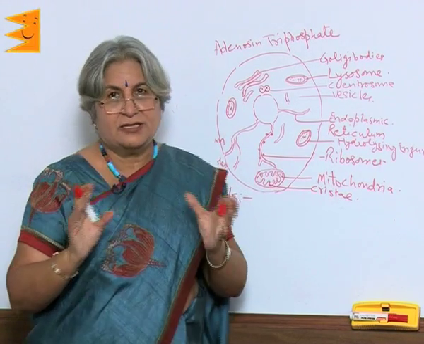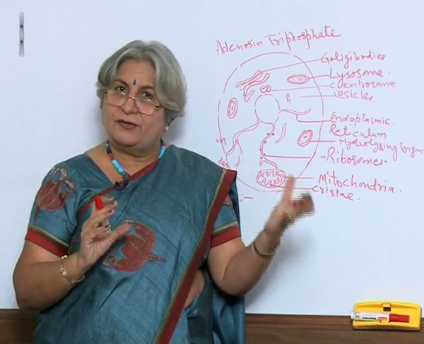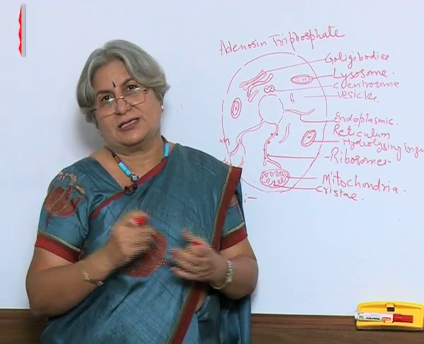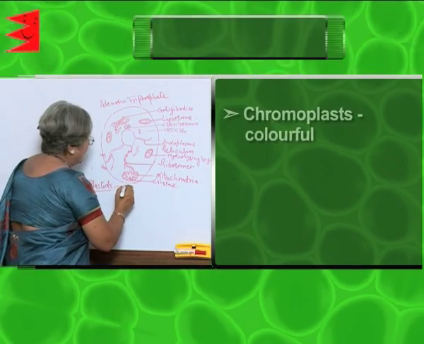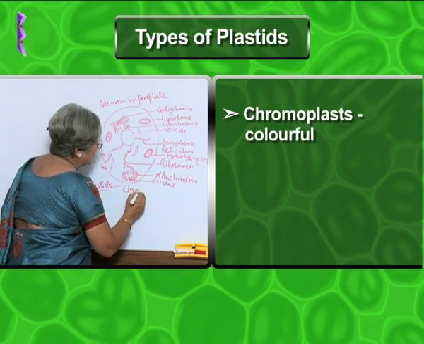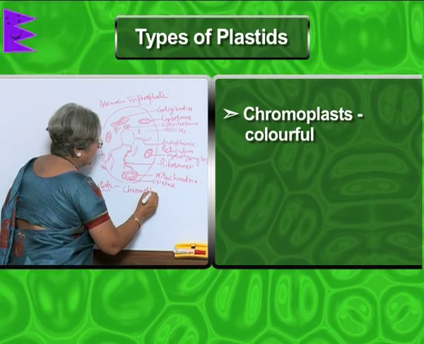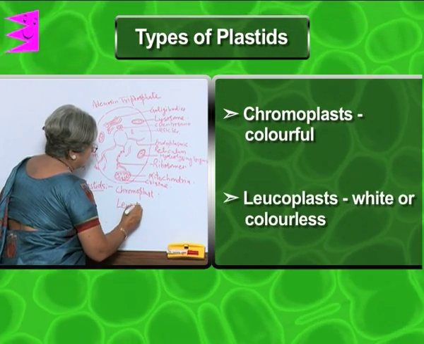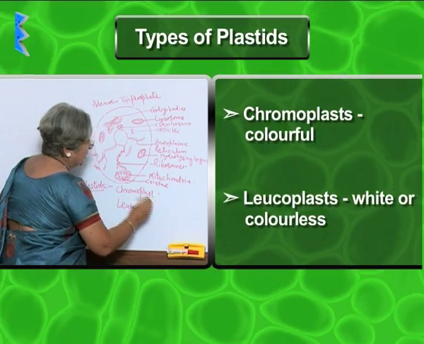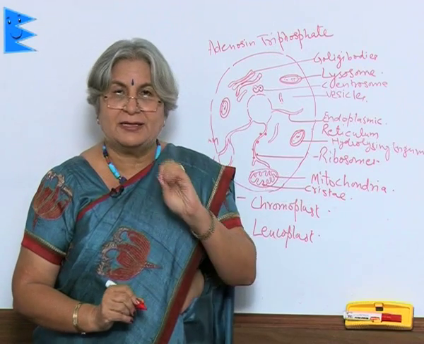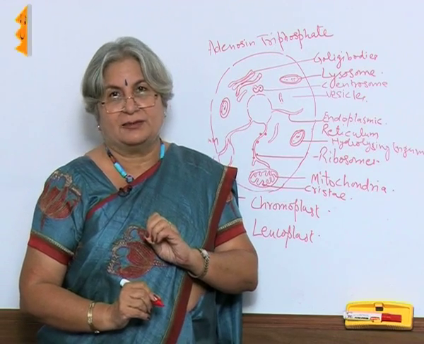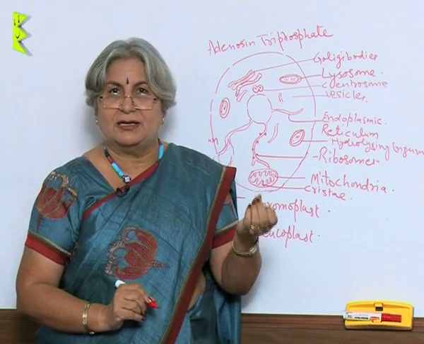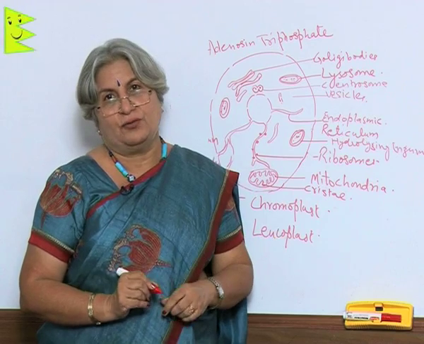Plastids are not just one type. There are colorful plastids also, and there are white or colorless plastids also. The colorful ones are called chromoplast and the colorless ones are called leucoplast. The chromoplasts provide color to various parts of the plant, like green color to leaves and red or orange or other colors to flowers and fruits.